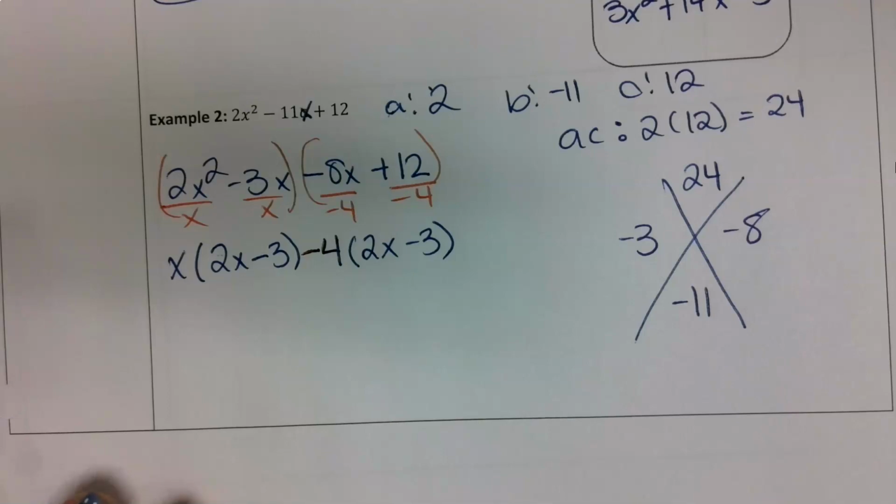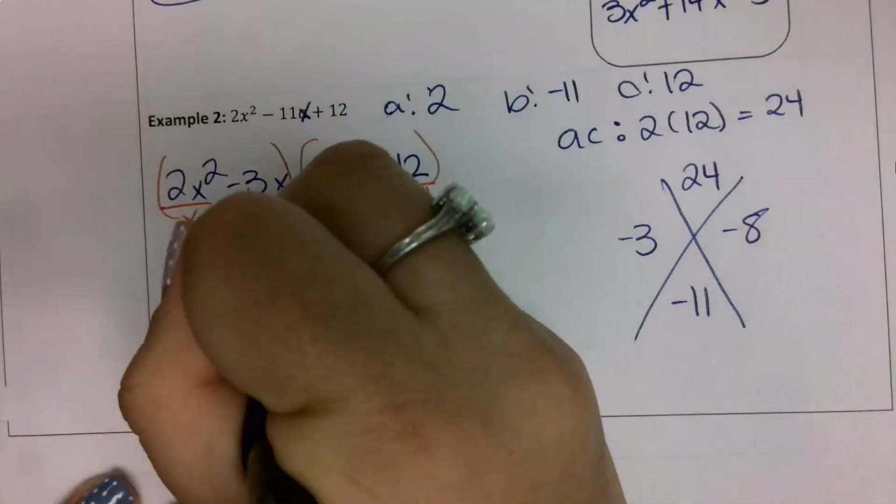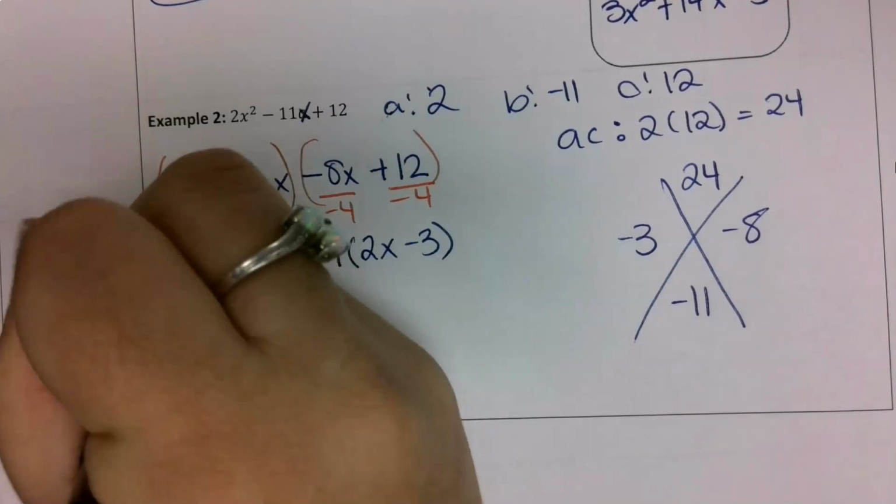Okay, and then for my final step, what do I want to do for the final part? Yeah, x minus 4, 2x minus 3. This is actually just undoing the distributive.